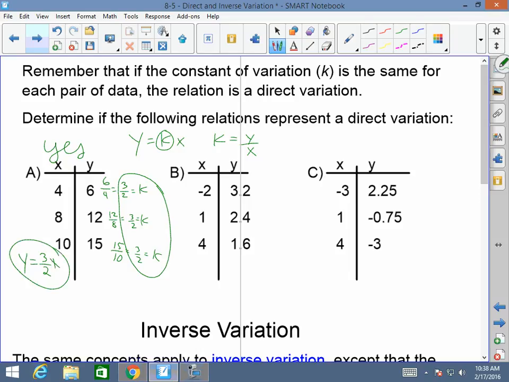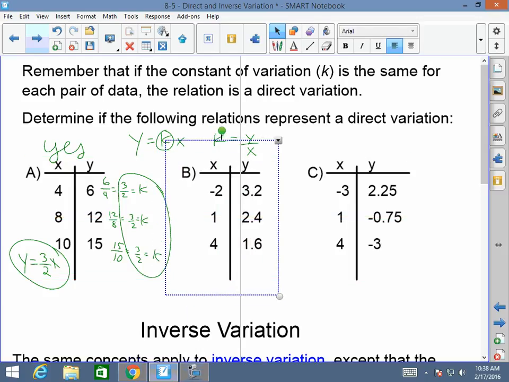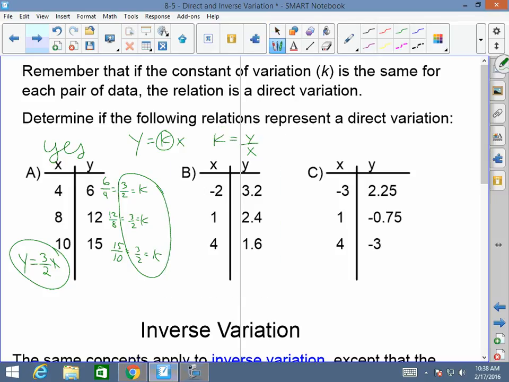Next. I don't know if you could see this, but those are decimals. All right, let's do it like that. Okay. So I've got y over x. That's going to give me my k. So 3.2 divided by -2 is -1.6. That would be my k there. 2.4 divided by 1 equals 2.4. I can stop right here immediately. No, it is not a direct variation. Why, Mr. Morrow? Because the k was not constant. If the k is not constant, then you do not have a direct variation.